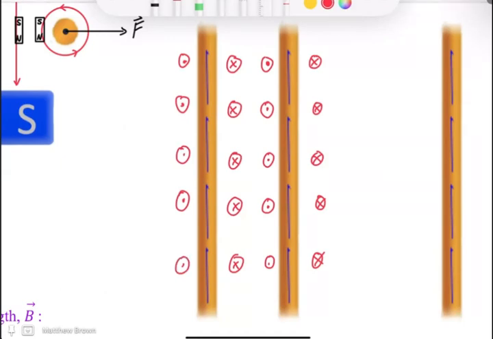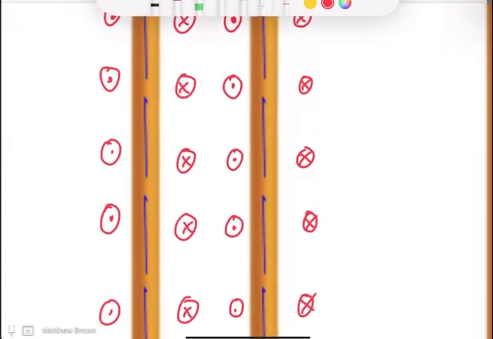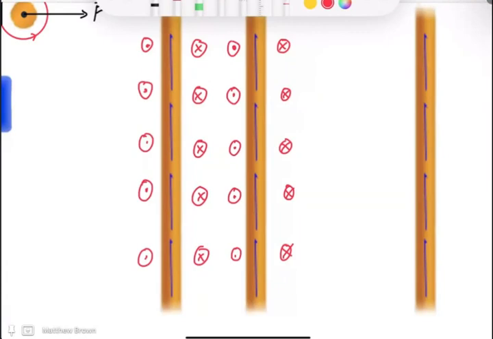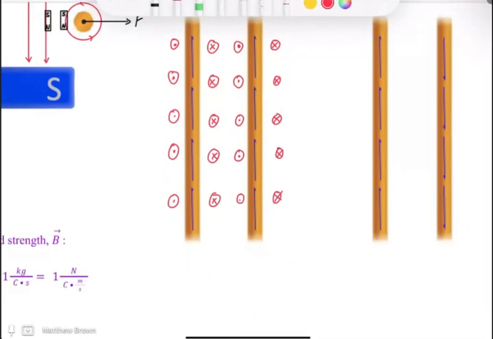So what would I expect to happen if I look in between the wires? I've got a magnetic field going into the page here and coming out of the page there. So they're oriented in opposite directions. What do I expect them to be, attracted to each other or repelled? Attracted, you got it.